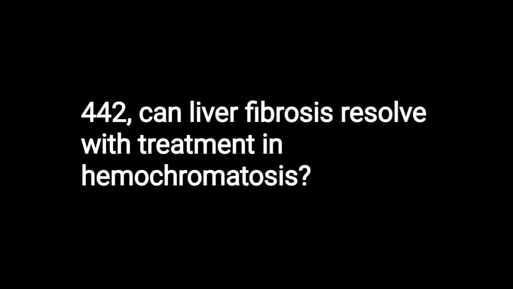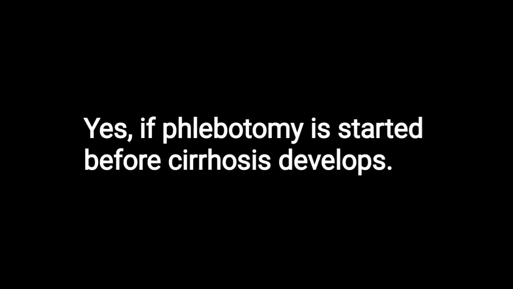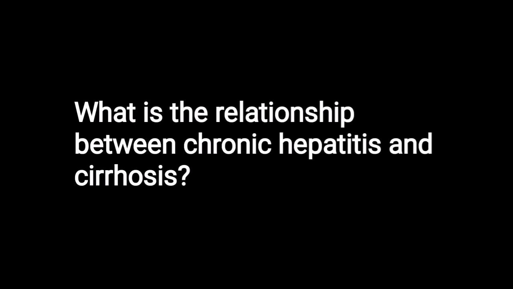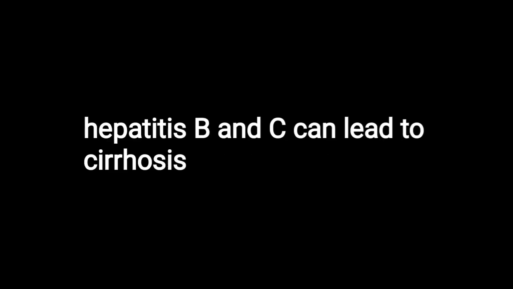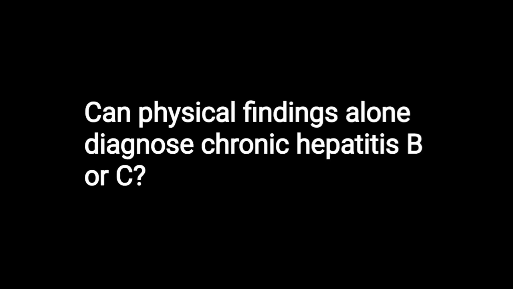442. Can liver fibrosis resolve with treatment in hemochromatosis? Yes, if phlebotomy is started before cirrhosis develops. 443. What is the relationship between chronic hepatitis B and cirrhosis? Both chronic hepatitis B and C can lead to cirrhosis and increase liver cancer risk. 444. Can physical findings alone diagnose chronic hepatitis B or C? No, blood tests are needed, as physical findings are not specific.